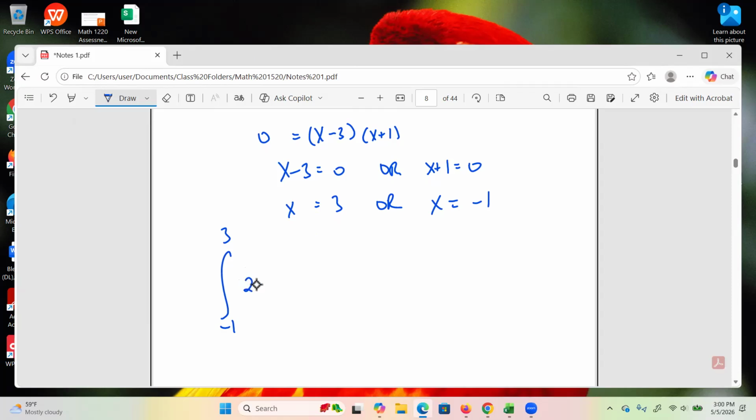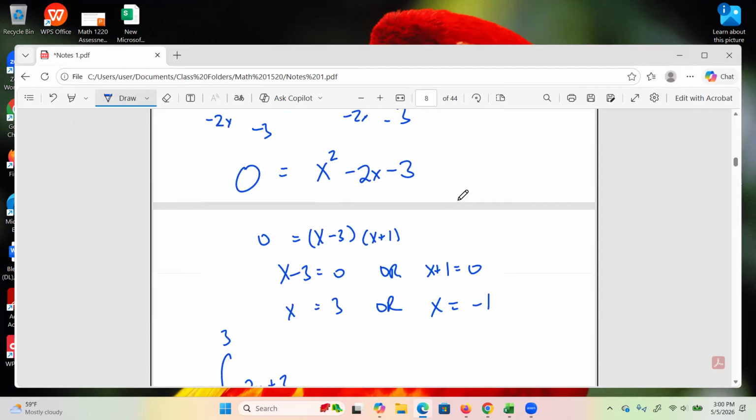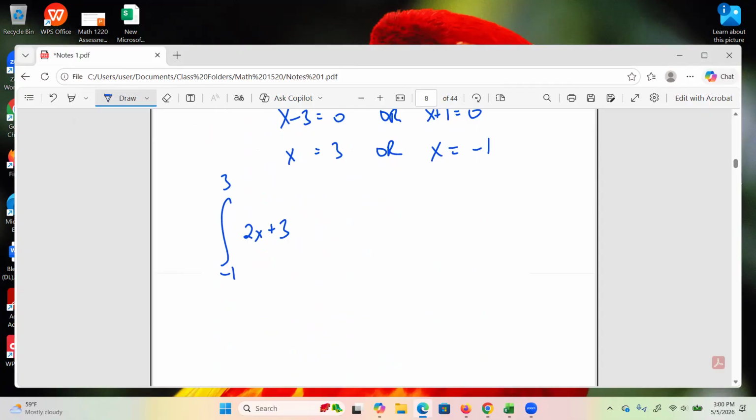It's going to be 2x plus 3, right? Was it 2x plus 3? It was 2x plus 3. Good job. Minus x squared, okay? And then we're going to integrate this whole piece here.